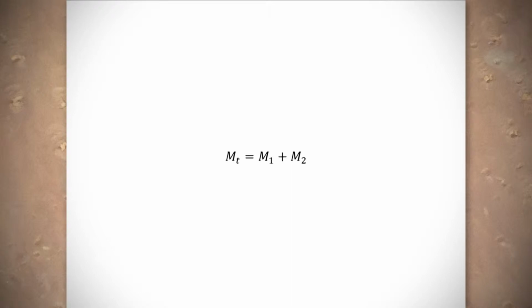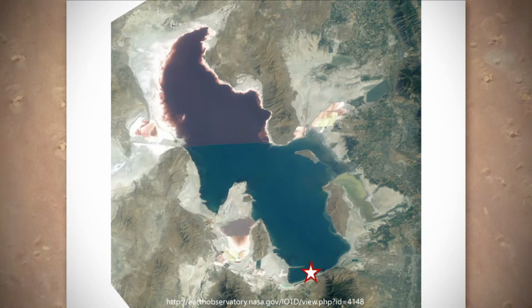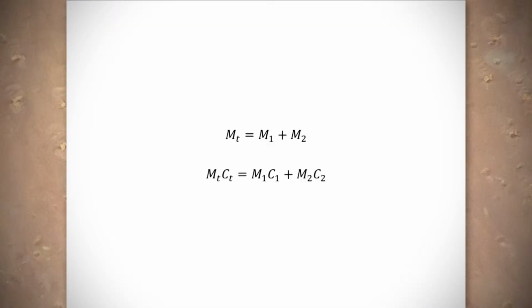But what if we don't have the necessary measurements? For example, if we want to know the lake water-river water mixture at a given point in the Great Salt Lake, how could we make such a measurement? One solution is to use tracer concentrations. If our two sources have different concentrations of a conservative tracer, say salinity, we can write a second mass balance equation that describes the amount of tracer in the mixture as a function of the tracer concentrations and amounts of the two sources.